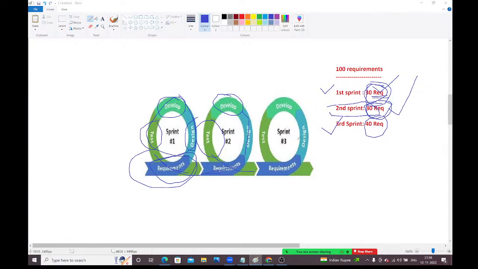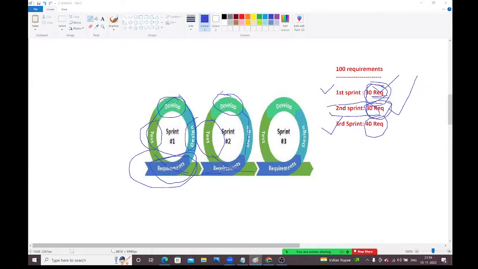So this is an iterative approach. Here multiple releases are available in agile methodology. Requirement changes are acceptable in the middle in agile, but in waterfall that facility is not there. Right at the beginning, whatever requirements you have given are fixed in waterfall, but coming to agile, requirement changes are acceptable in the middle.